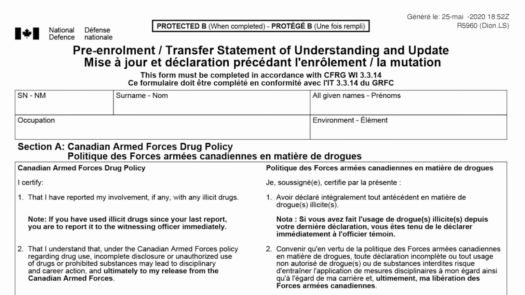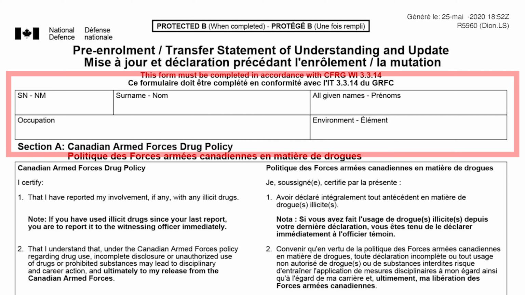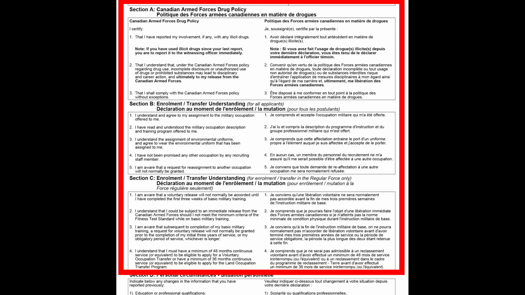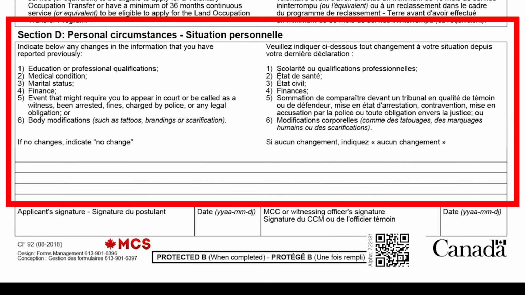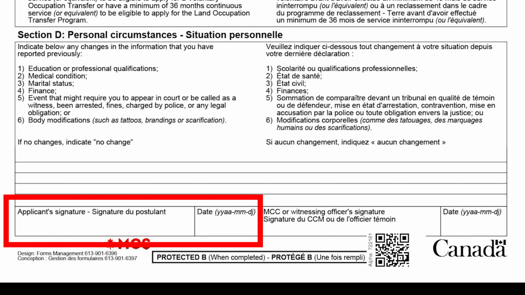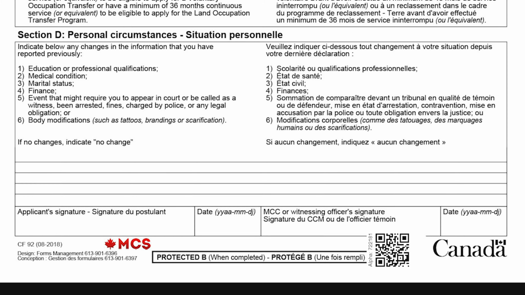The first document is the CF-92 Pre-Enrolment Transfer Statement of Understanding and Update. This document will be used to review some policies and see if there have been any significant changes since your interview and medical examination. Please review the information in the header, read the content, and then, in Part D, Personal Circumstances, write "No change," if any. Then sign and date the document.